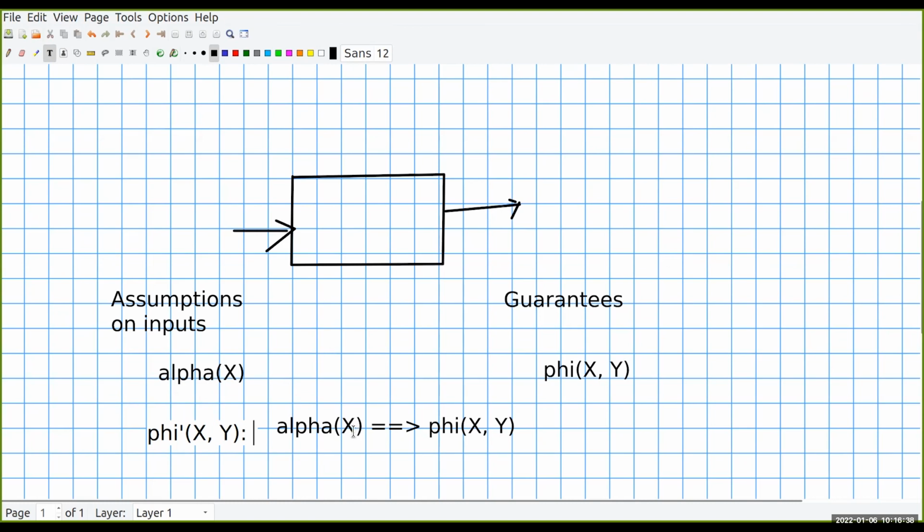So if anything violates alpha x, automatically the specification is satisfied. I mean, if alpha x is false, you would have learned on the first day, right, that when you have an implication and the left-hand side is false, it doesn't matter whether the right-hand side is false or true, the implication is true. Right? So this is the typical setting.